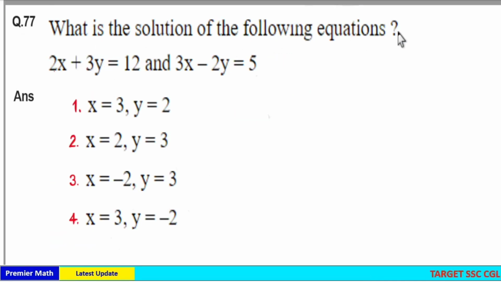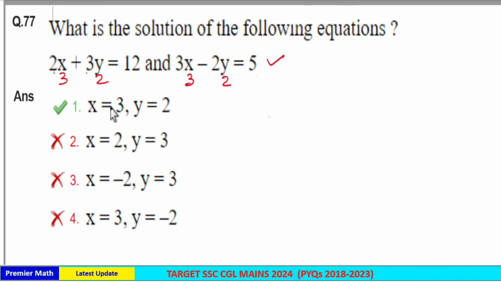What is the solution of the following equation? Here this is 2, 3 and 12. So 2 into 3 is 6 and 3 into 2 is 6. So 6 plus 6 is 12, which is correct. So if you put the value of x as 3 and y as 2, 9 minus 4 will give you 5, which is correct. So option 1 is your answer. That is, x is equal to 3 and y is equal to 2.